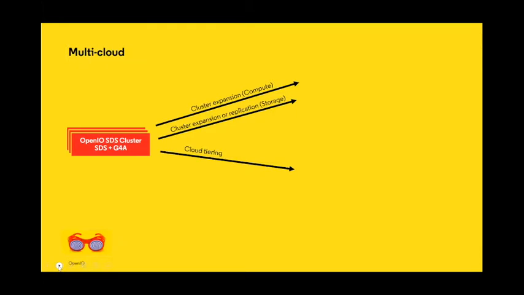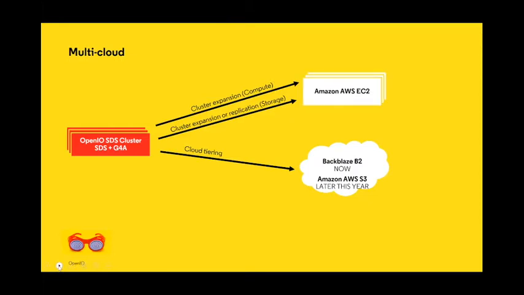So what does multi-cloud mean for us? Today you can install an OpenIO SDS cluster, so SDS plus Grid for Apps, on premises. We can do cloud tiering on Backblaze B2, but later this year we are going to support Amazon AWS S3 as a tiering level. We will be able to expand the cluster, both storage and compute, the same cluster, to the cloud. So not just tiering, but actually a full replica of the cluster.